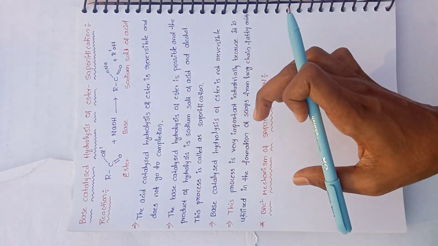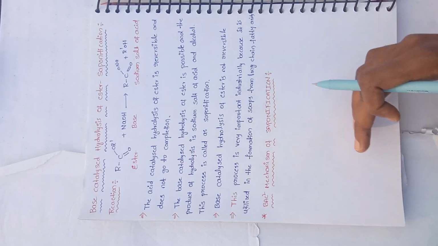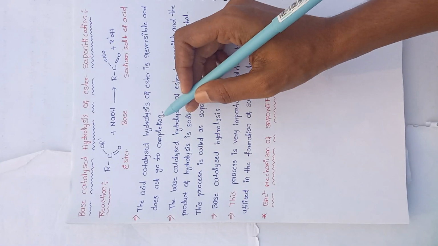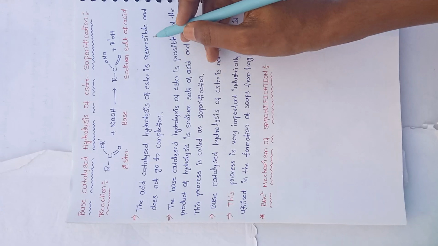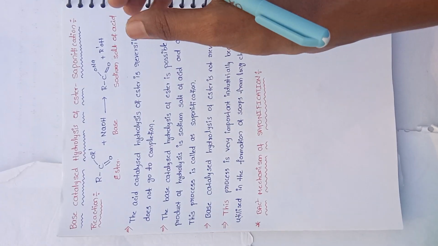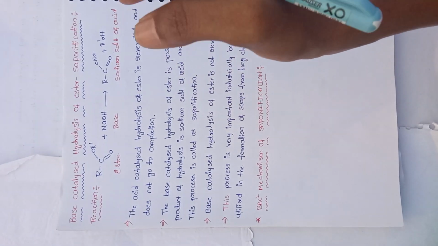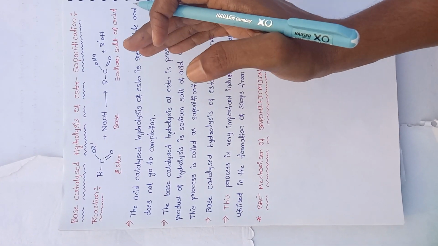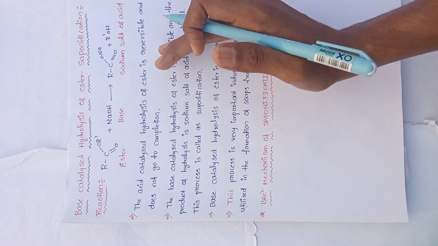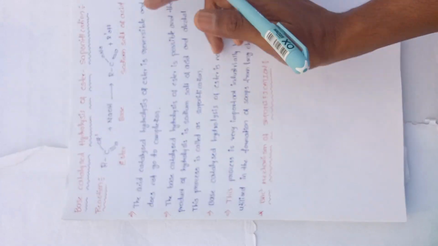Now I will explain the mechanism, the deep explanation of the base catalyzed topic. The acid catalyzed hydrolysis of ester is reversible and does not go to completion. The acid catalyzed reaction I already explained, and the notes are also there. Check the description link.